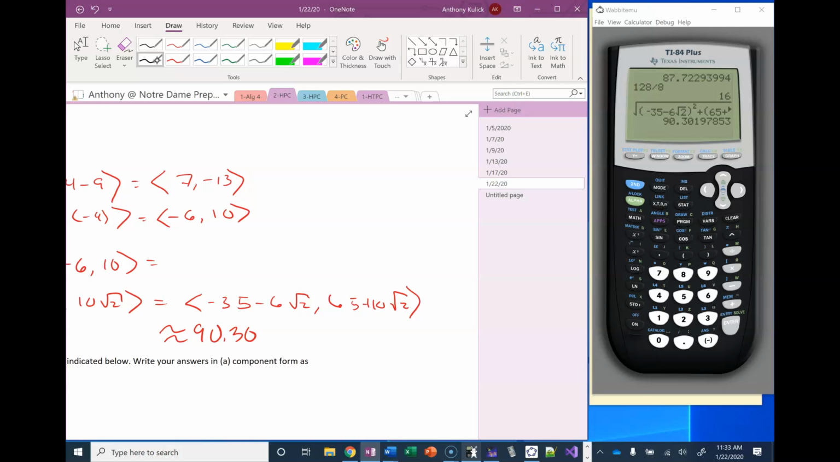Anyone else from this assignment? Ella. The answer for number 12 is 0.73, comma 2.73.